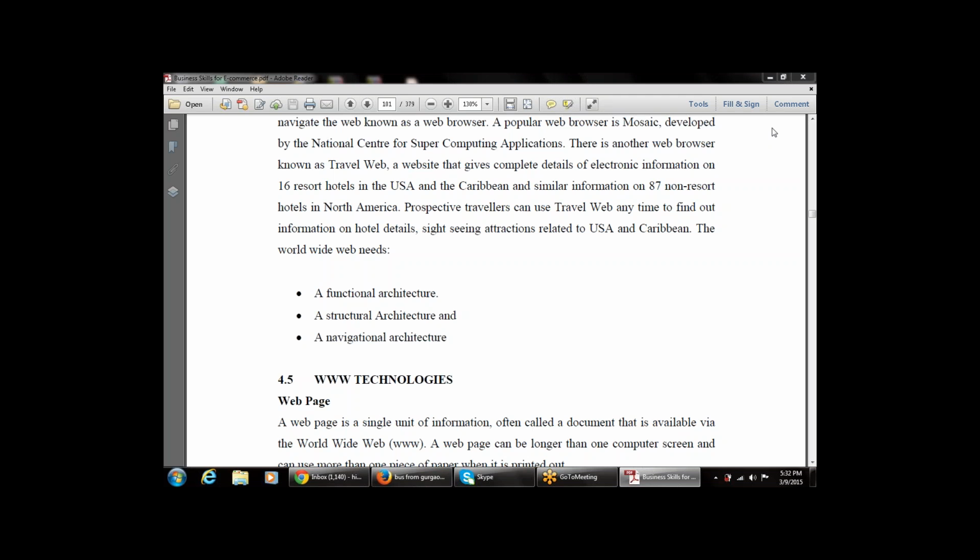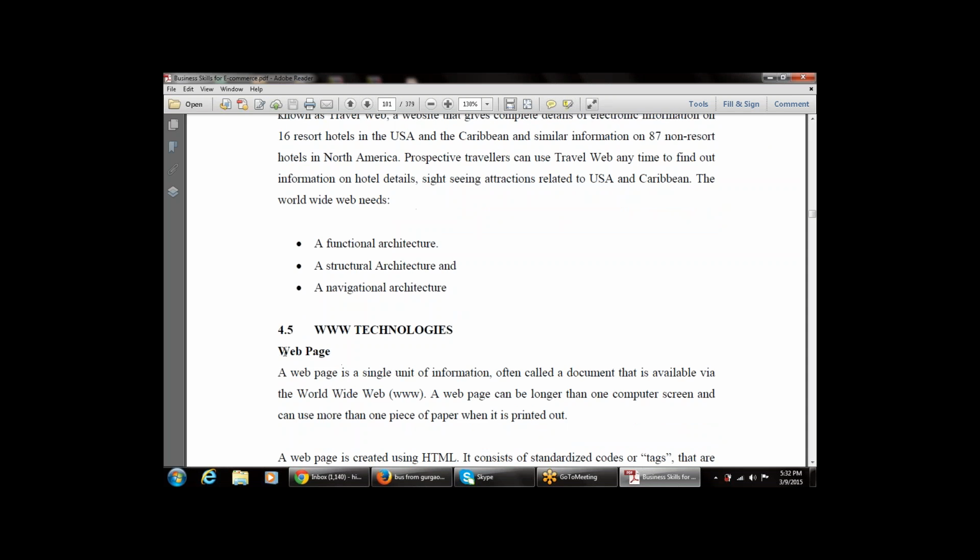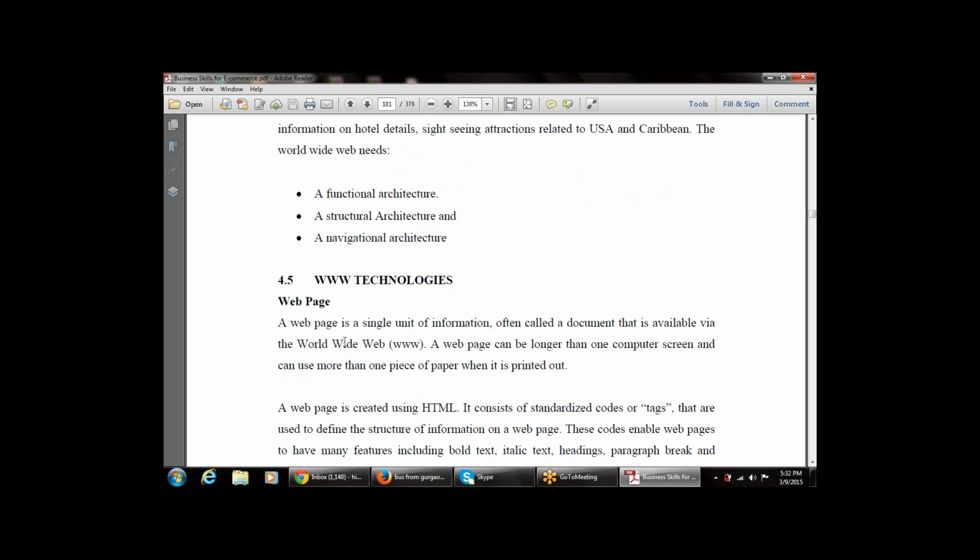Now the next is WWW technologies, that is, what are the technologies available with the WWW. First of all, there is a technology known as the web page. One of the technologies used with the WWW is simply a web page. So till now we have covered what the WWW is: a repository of information linked together with each other. Now the first technology available is the web page.